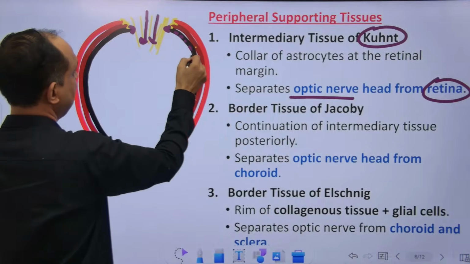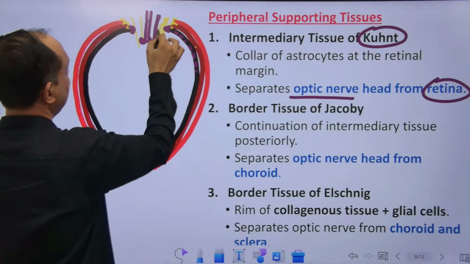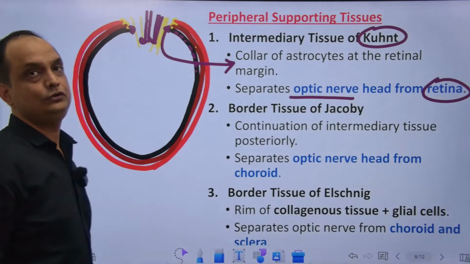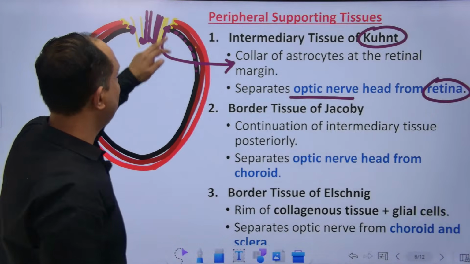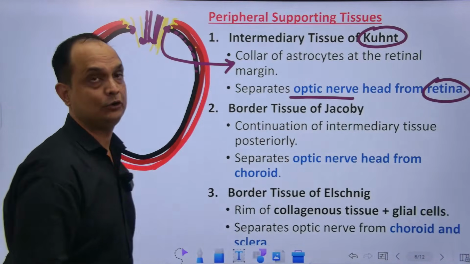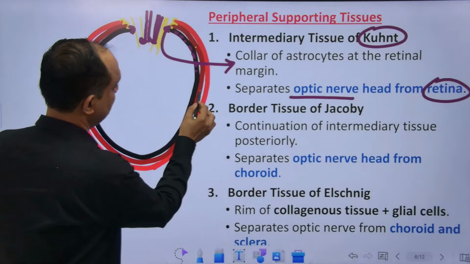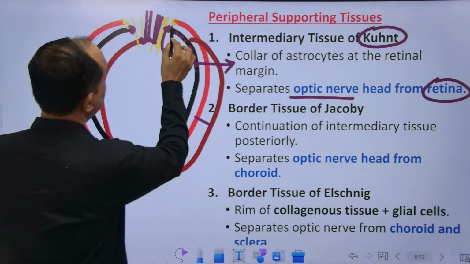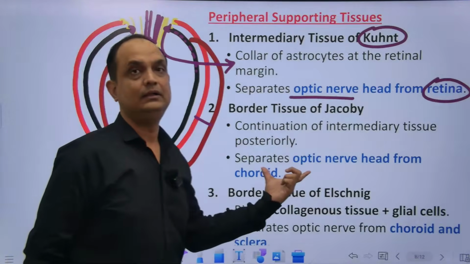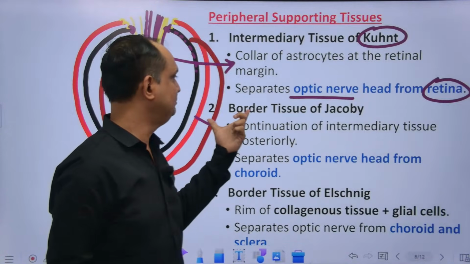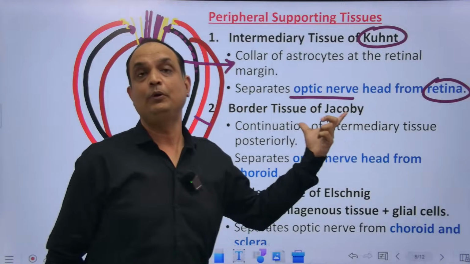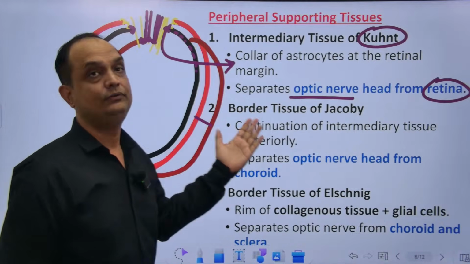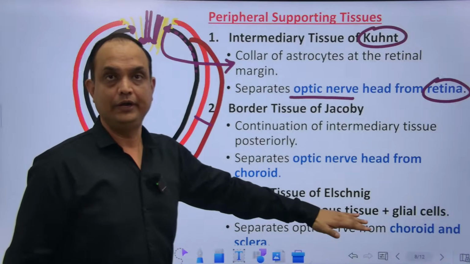So this is your retina and this is the area of the optic nerve, separated by what is known as the intermediary tissue of Kuhnt. Now next to that you will have the border tissue of Jacoby. This red color is your choroid. Now this choroid is separated here by the tissue named the border tissue of Jacoby. So the border tissue of Jacoby separates the optic head from the choroid.